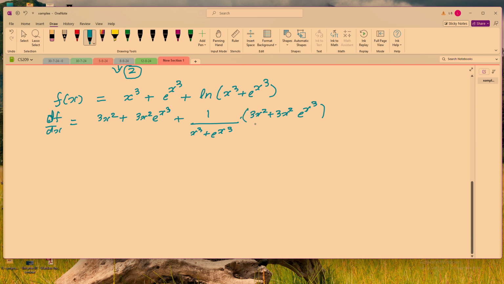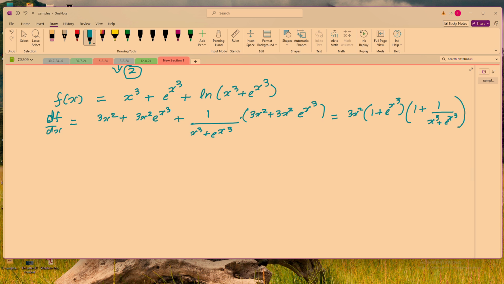Can everybody do this? Simple chain rule. So you can pull all these terms out. So 3x square can be pulled out. Then 1 plus e to the x cube will also be pulled out, and you'll be left with 1 plus 1 over x cube plus e to the x cube. Everybody okay? I just pulled it out. This is just to verify that what we are doing is correct or not.